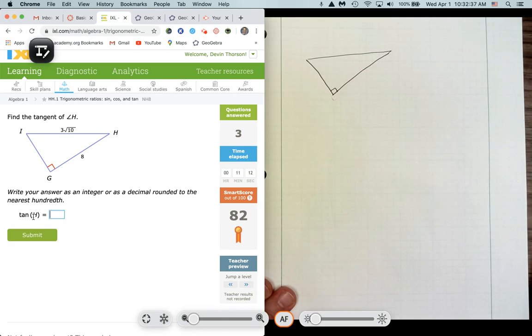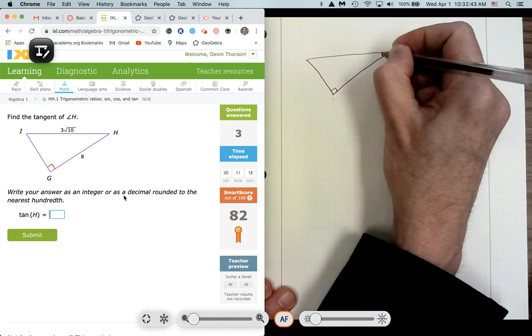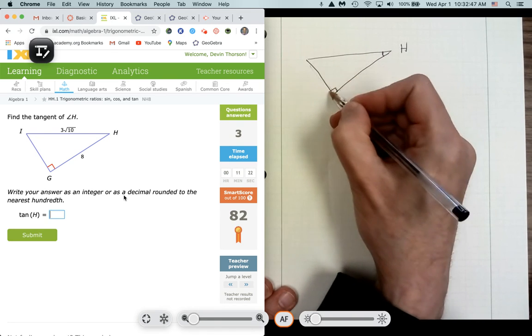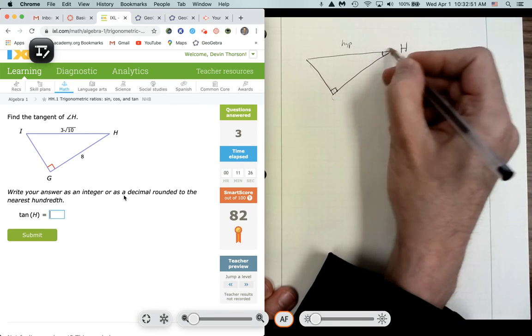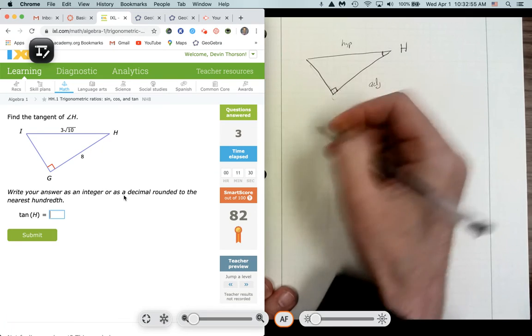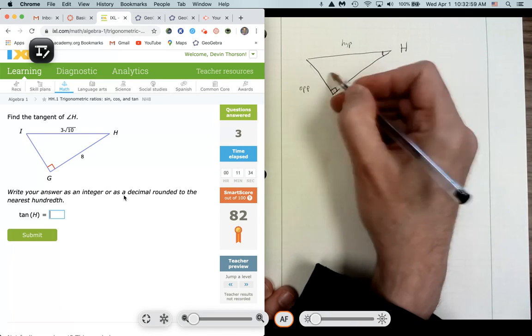I'm looking at the tangent of H. H happens to be this one over here, so I'm going to put this as H. Now I'm going to label my sides. If this is my right angle that's formed by these two sides, then this is my hypotenuse. If the hypotenuse forms angle H with this side, this is my adjacent. And then that leaves only one side for the opposite, which is across from H.